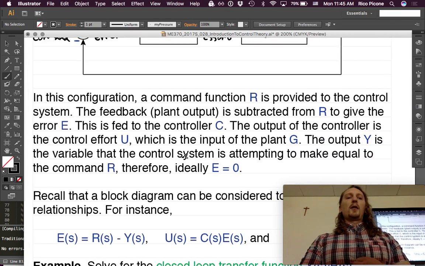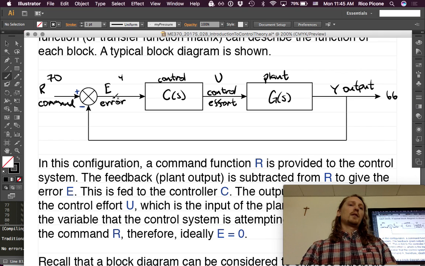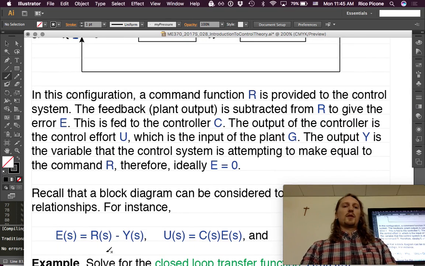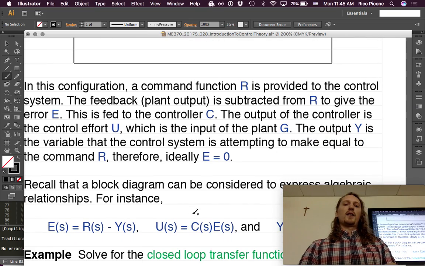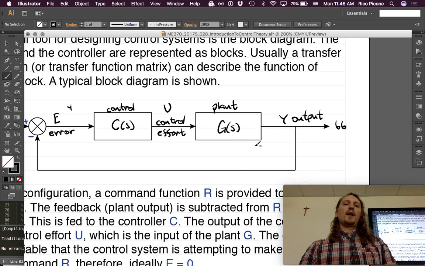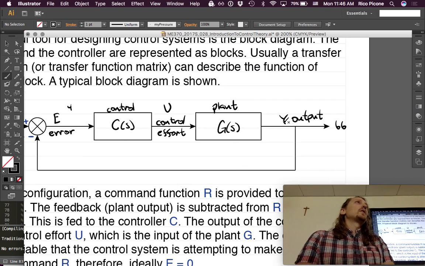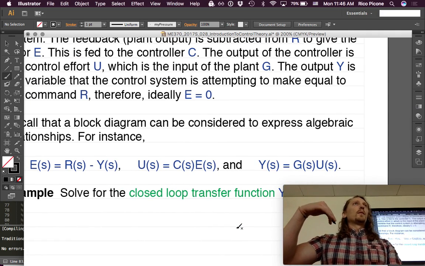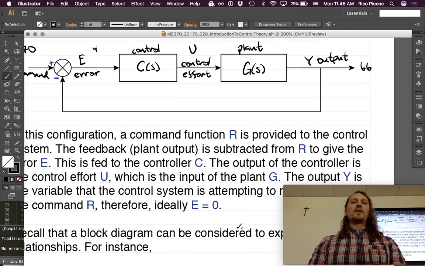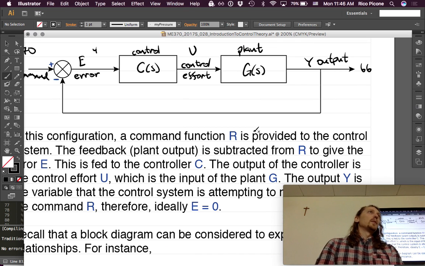So first off, we could write an equation for the error, right? The error is R minus Y from the summing junction. So there's that expression. The control effort is C times E, right? It's the transfer function C of S hitting on the error, so CE. And then finally, we could say that the output Y, as this is the one we're most familiar with, is equal to GU. That just says that Y over U, the output over the input of the plant, is just the transfer function of the plant. We're really familiar with that one.